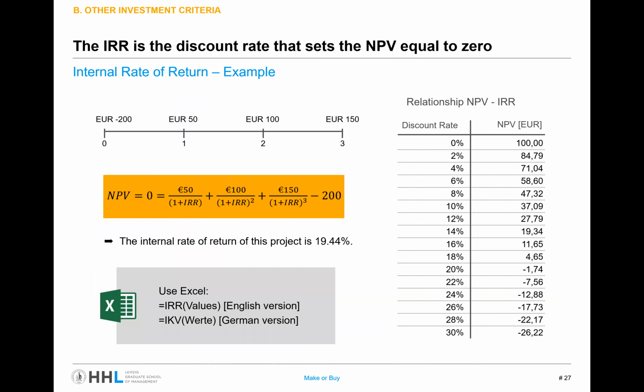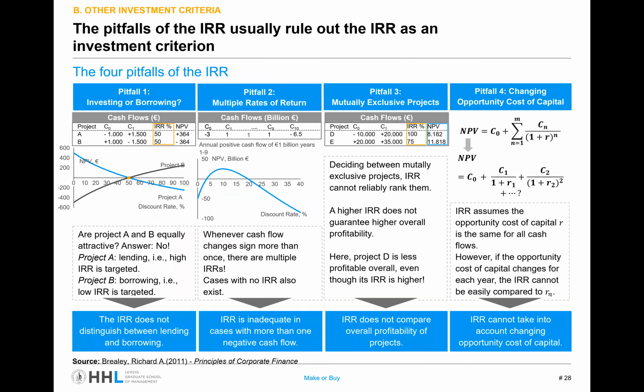On the next slides, first of all, there is a numerical example of how it is implemented. Here you also see the Excel formula that can be used in the English and the German version. I believe there is also one slide that talks about all the pitfalls or disadvantages of IRR. What I'm referring to, and which is the most important for us in the make or buy decision, is basically pitfall number 3, mutually exclusive projects.